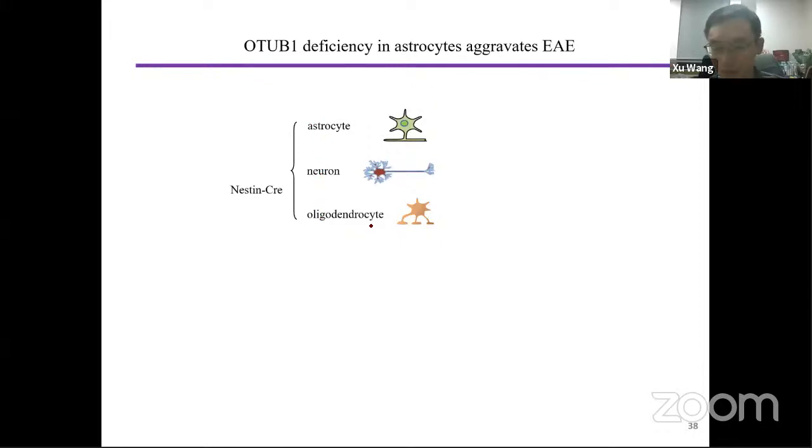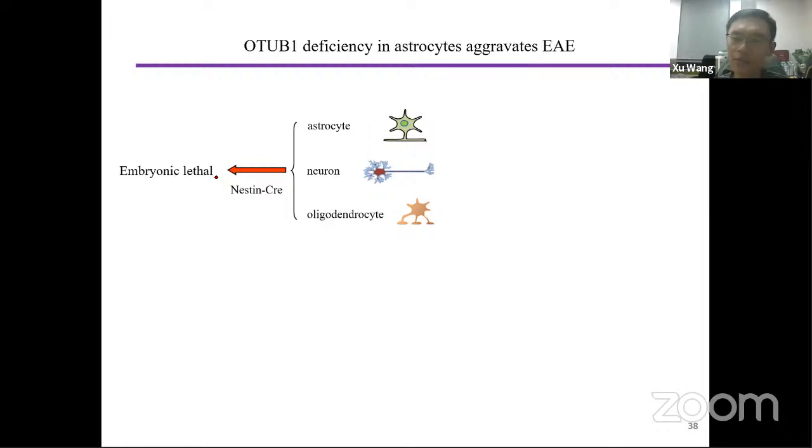So in this type of OTUB1 knockout mouse, OTUB1 is only deleted in these three cell populations. But in other organs and cells, OTUB1 remains intact. This is called a tissue-specific OTUB1 knockout mouse. But unfortunately, the mouse deficient of OTUB1 in these three cell populations cannot survive due to embryonic lethality.